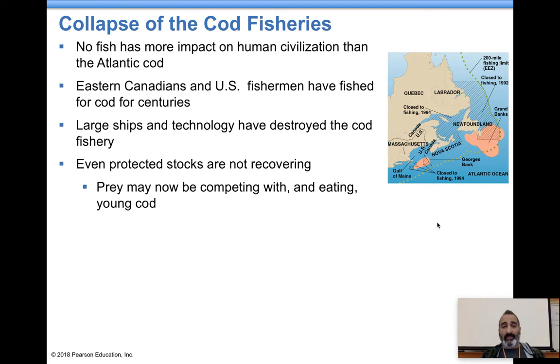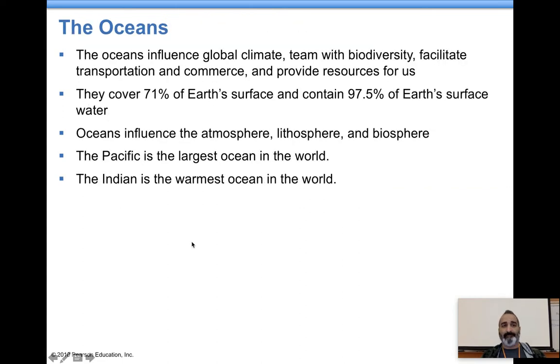So what is the cause of that? Well, technology, larger ships, more vessels, more commercial fishing, over-harvesting and taking out more than can recover, basically. All right, so that's what happened in the fisheries.